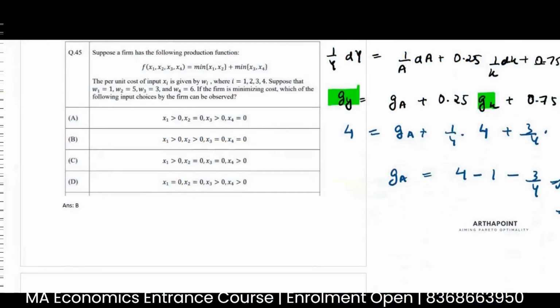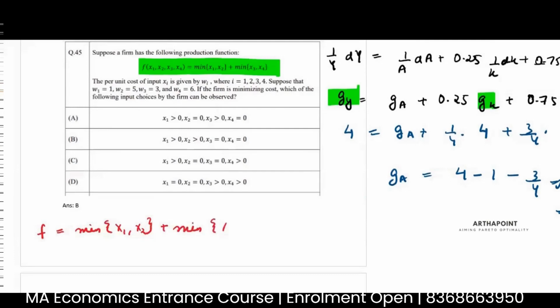Suppose that a firm has the following production function, given by min of x1, x2 plus min of x3, x4, which means x1 and x2 inputs are complementary goods, they are to be used together, and x3 and x4 are complementary, they are to be used together. The per unit cost of xi is given by 1, 2, 3, 4.